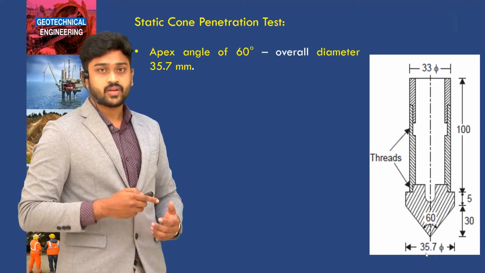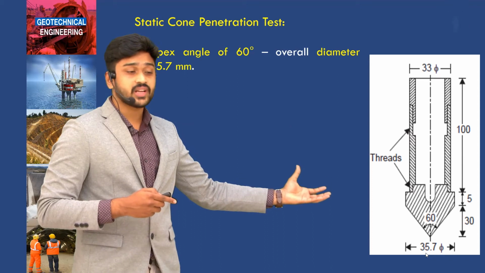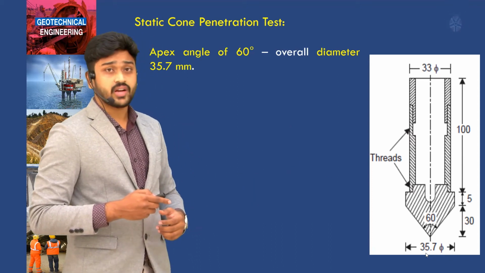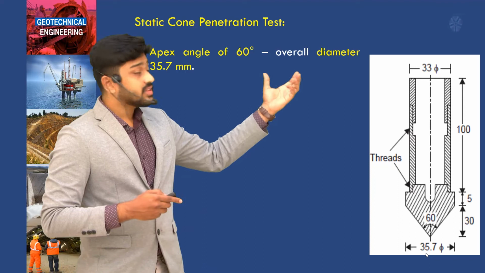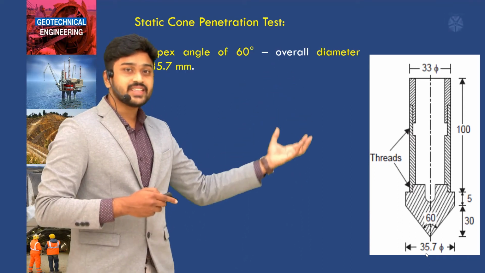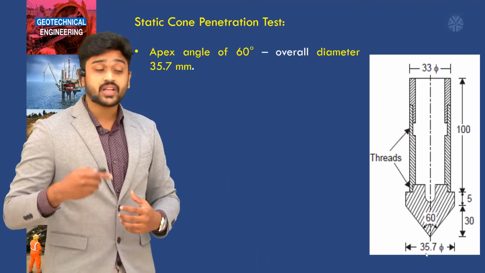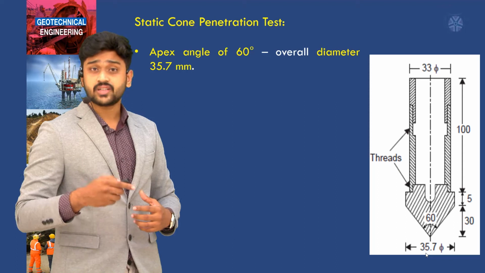But if you look at the casing that is present along this particular depth of 100 mm, it is generally 33 mm in diameter only. So this is how it varies. The casing is now attached to a cone sort of arrangement, so that is why this has got the name static cone penetration test.